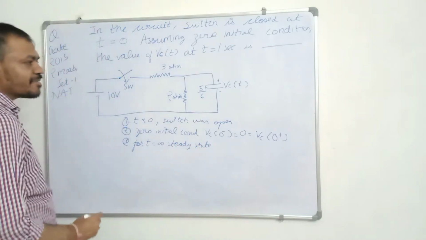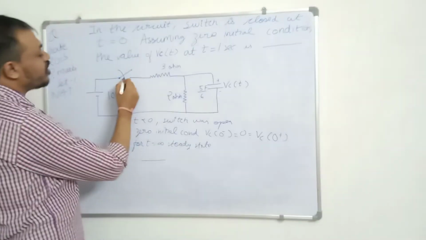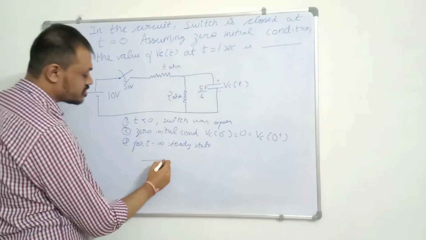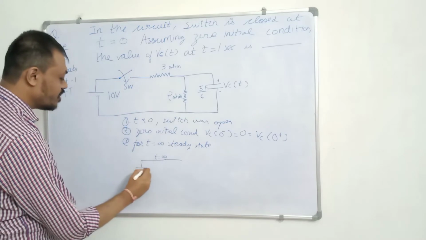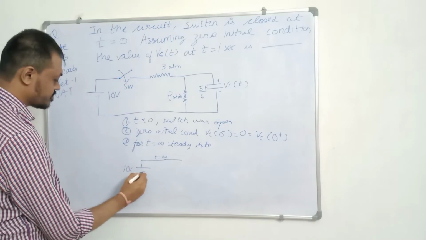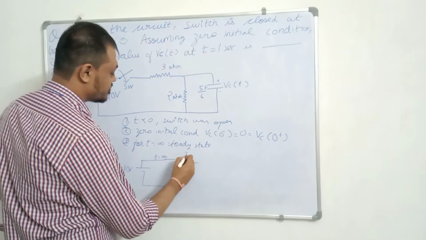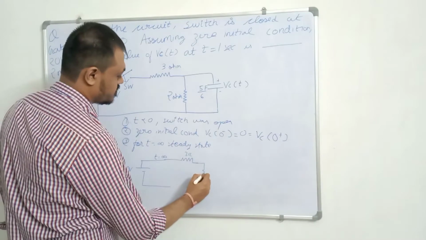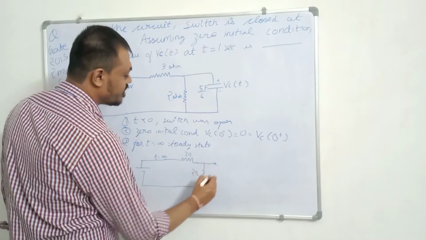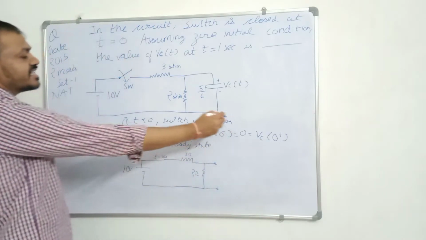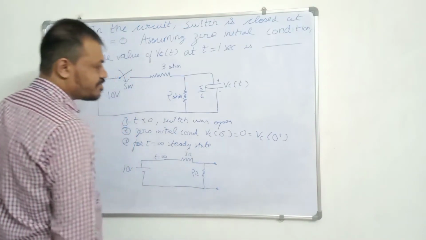In steady state, the capacitor can be replaced by an open circuit, and for t greater than 0, the switch will be closed. So at t equal to infinity, the switch is closed. This is a 10 volt voltage source, this is a 3 ohm resistor, and this is a 2 ohm resistor. The capacitance is replaced by an open circuit.